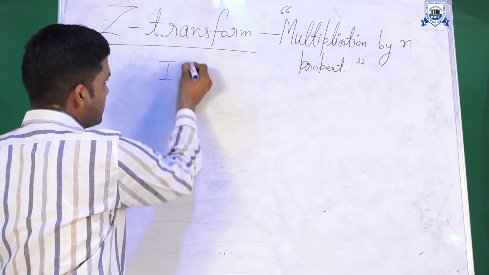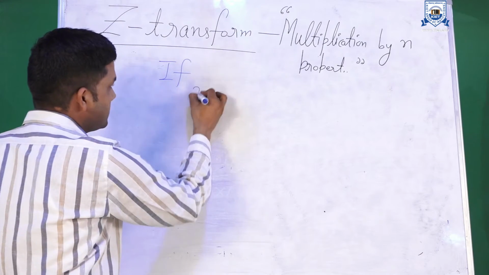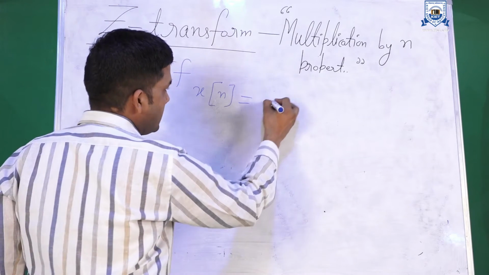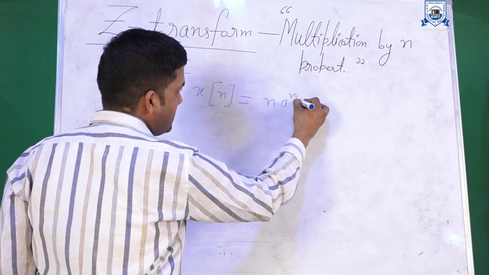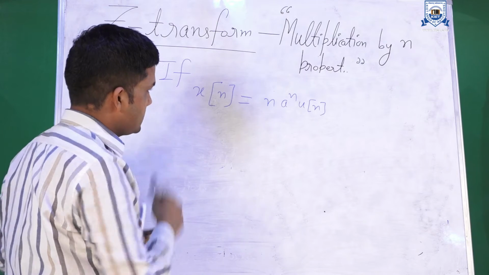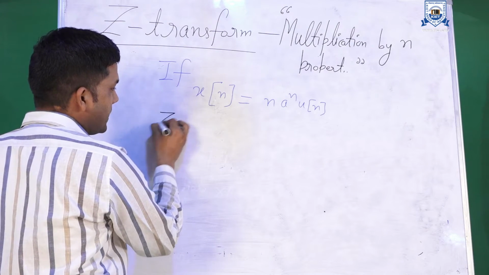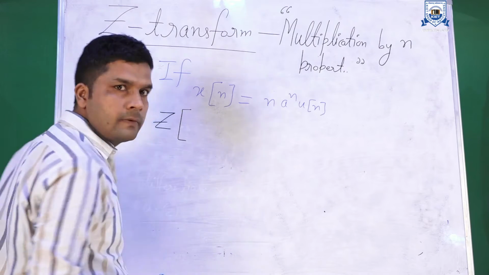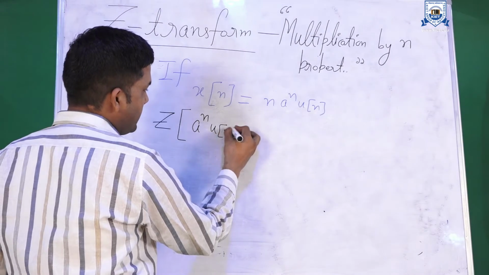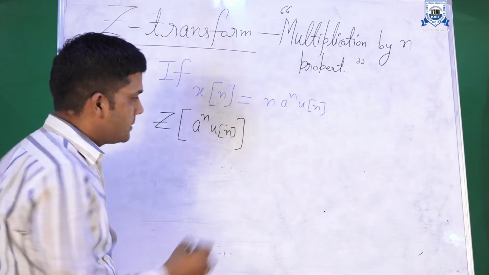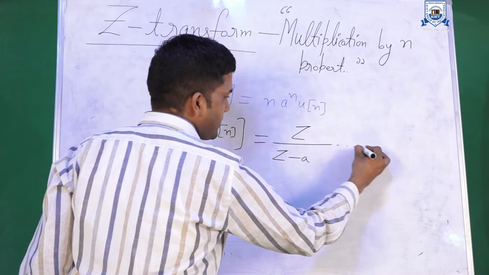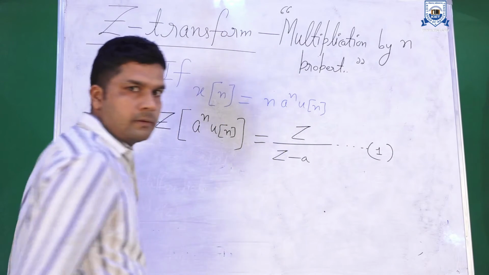If x[n] is equal to a to the power n u[n], then how do we find the z transform of the given sequence? First of all, we have to write the z transform of a to the power n u[n]. We may write it as z upon z minus a, and this is equation number 1.